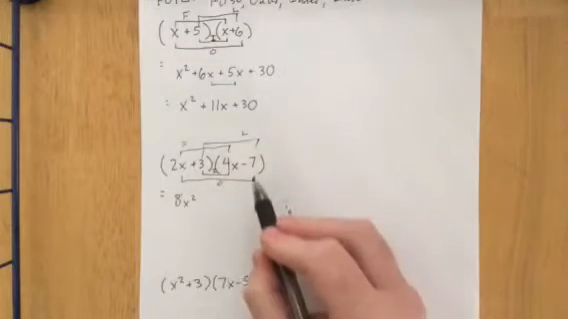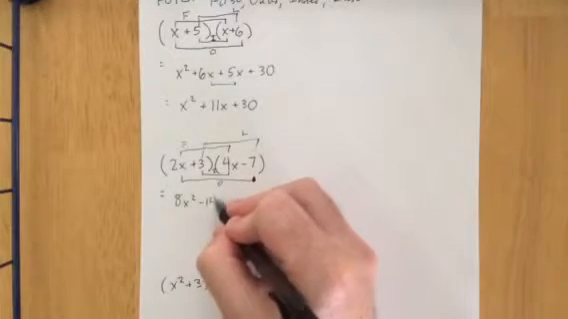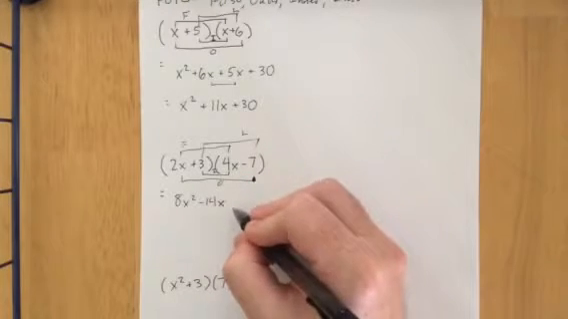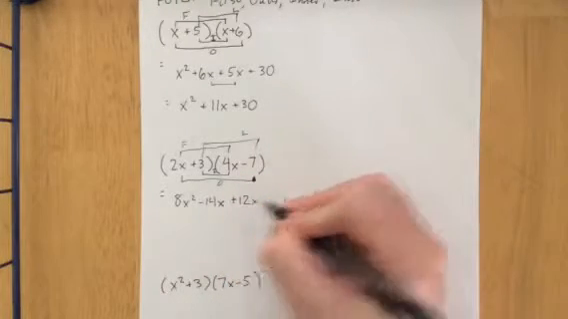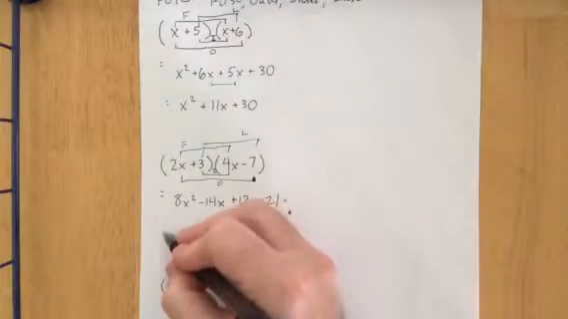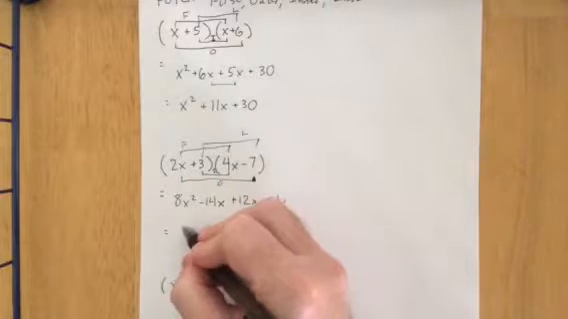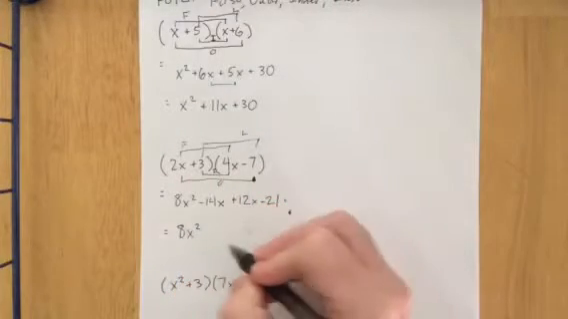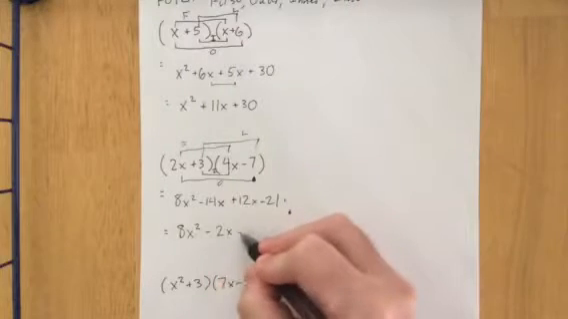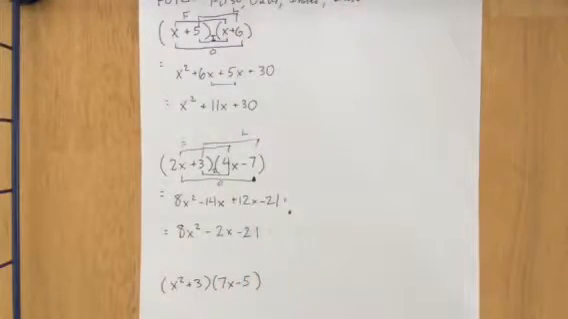Outer, we got a 2x times minus 7, that'll be minus 14x. Inner, positive 3x times positive 4x, that'll give us a plus 12x. And then last we got a 3 times 7, that'll be a minus 21. Once again, we see that we have a couple of like terms here, so we can combine those together. Minus 14x plus 12x will give us a minus 2x, and we'll see a minus 21.